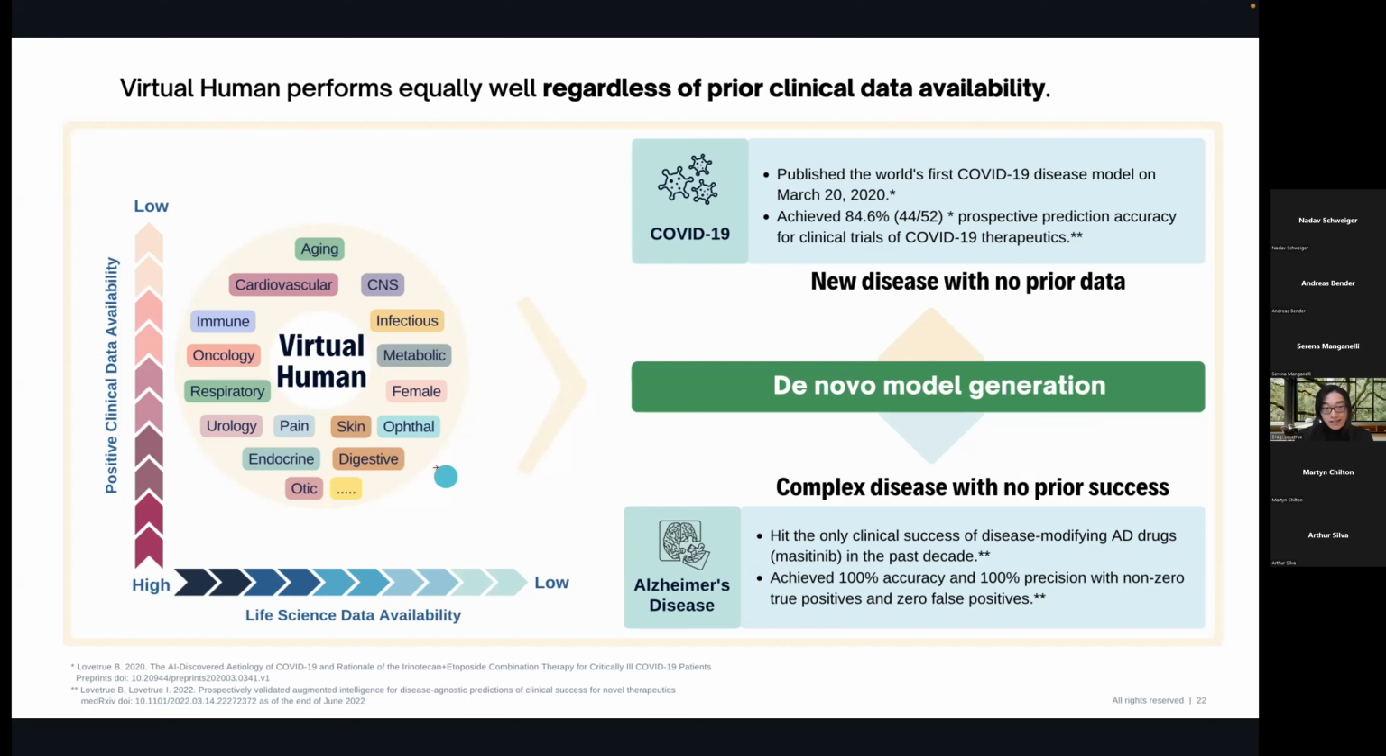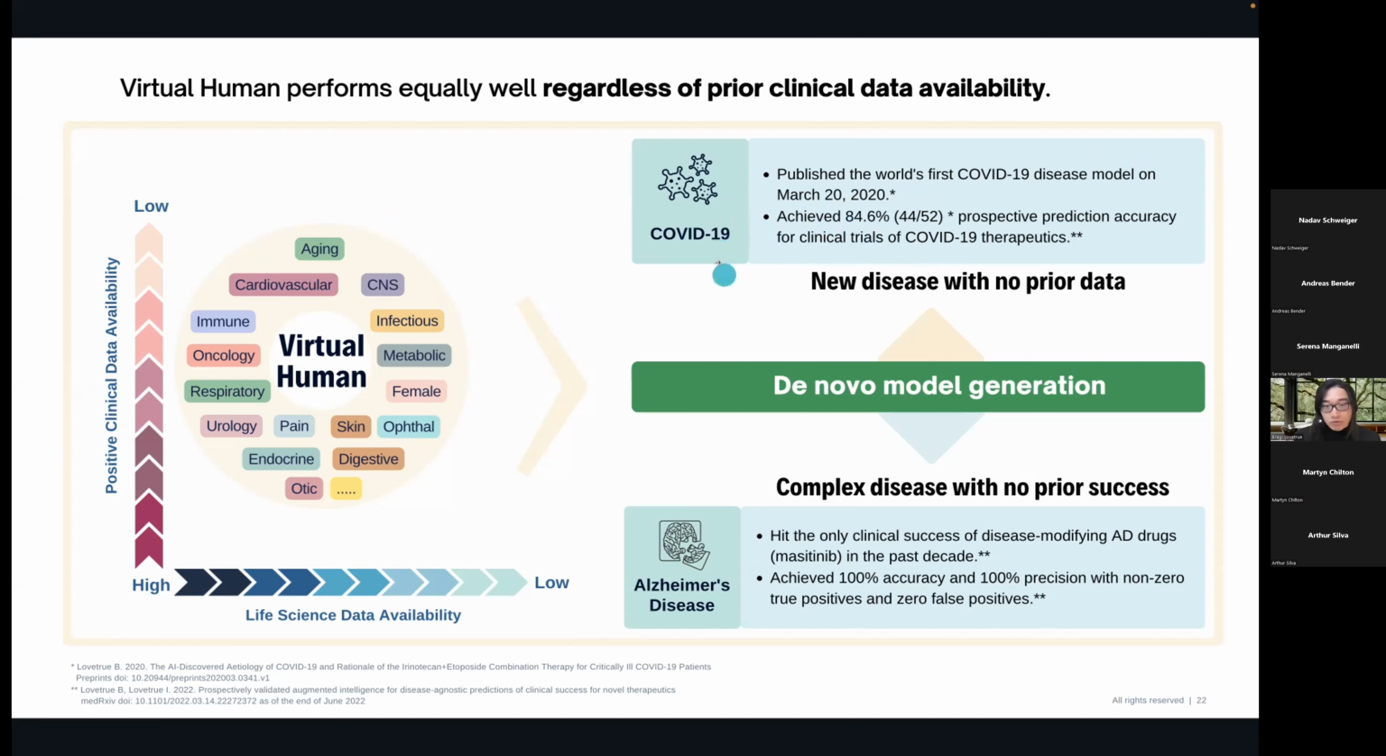We also validated this important feature using COVID-19 and Alzheimer's disease, because COVID-19 is a rare example in the sense that it's a new disease with no prior clinical data. So we built the COVID-19 disease model as early as March 2020, and also published it. This was very challenging because there were no clinical data, and very few animal data either, in March 2020, just 2 weeks after the first case was confirmed in China.